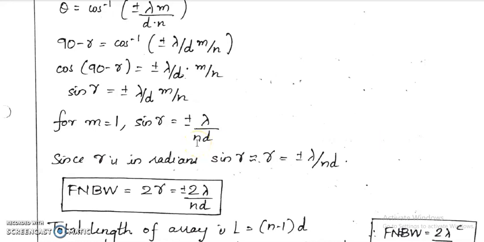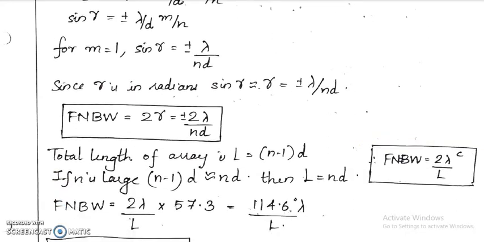Here we calculate gamma in radians. So we can say that sin gamma is approximately equal to gamma. The reason is that gamma is in radians. You can check it: if gamma is in radians, you can say that sin gamma is approximately equal to gamma. So gamma is equal to plus or minus lambda by nd. Then we can say that the first null beamwidth is 2 into gamma, that is plus or minus 2 lambda by nd.